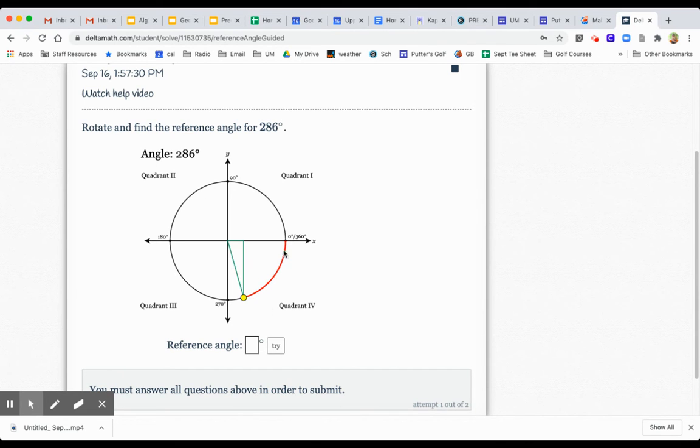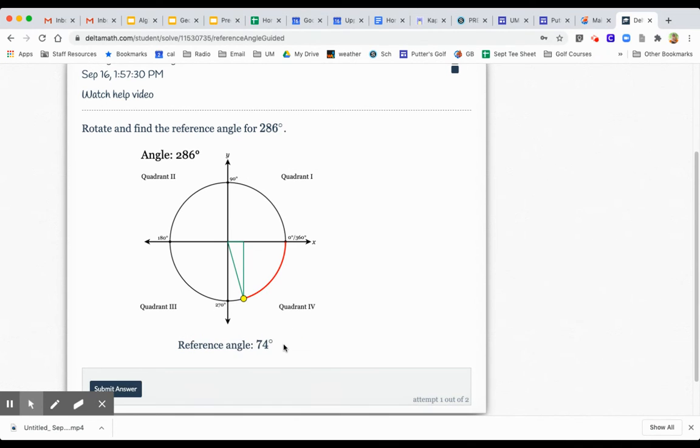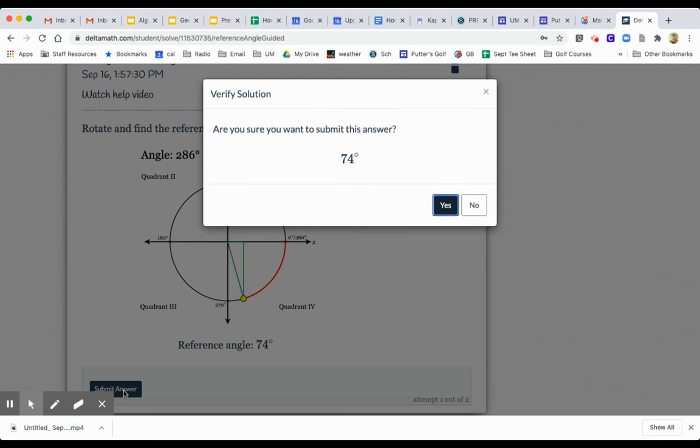So it's clearly, this is 360 degrees all the way around. 286 is where we're at. So if I take 360 and subtract 286, I'd be left with 74 degrees. All right, so I'm going to hit 74. I'm going to click try, right? And I'm going to submit my answer.